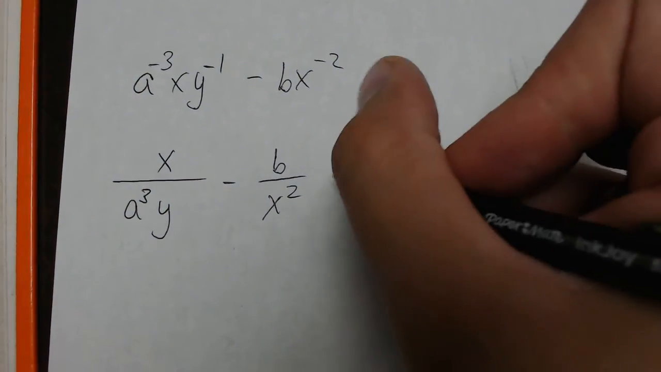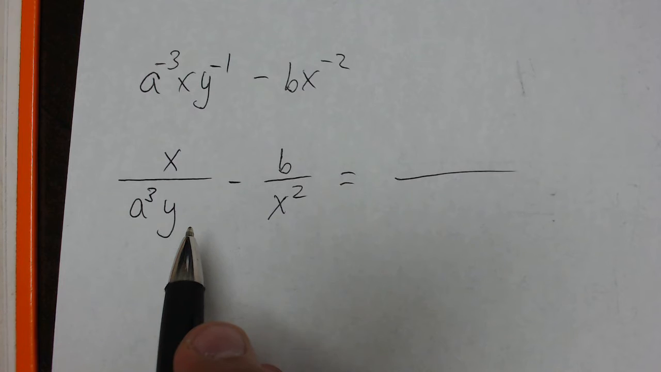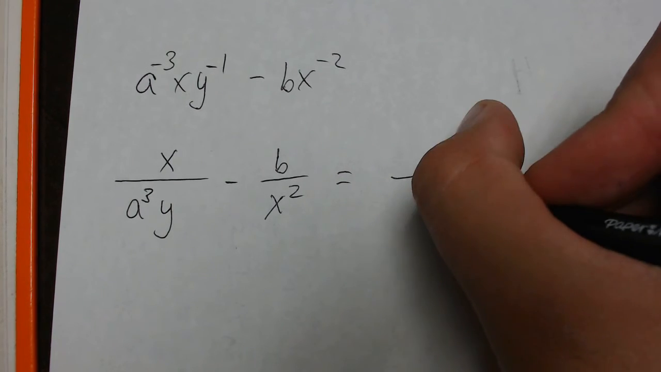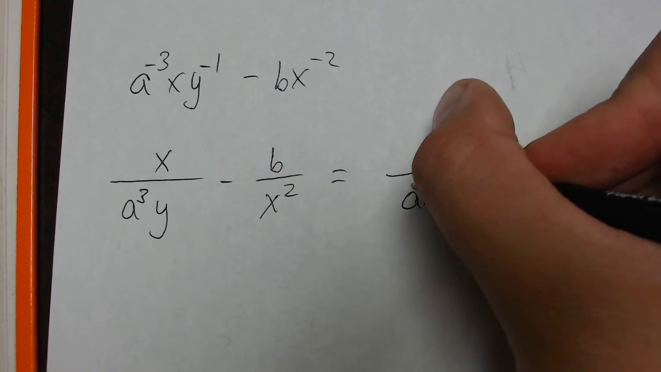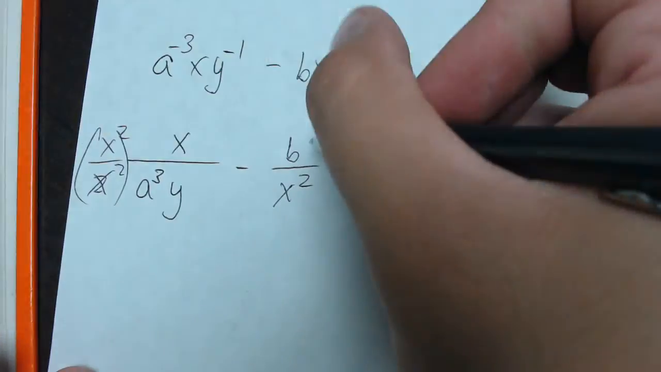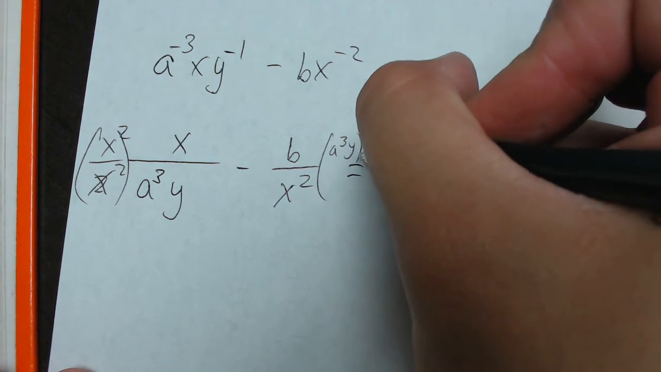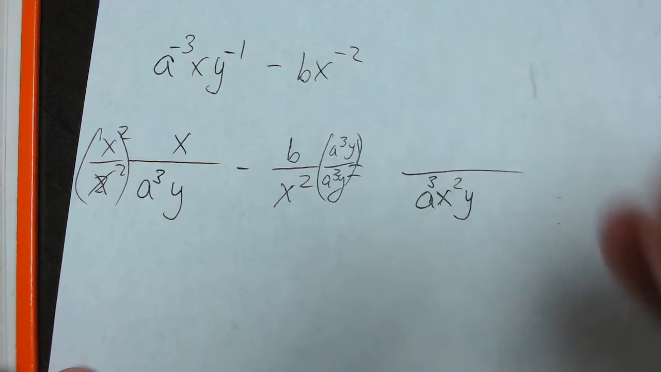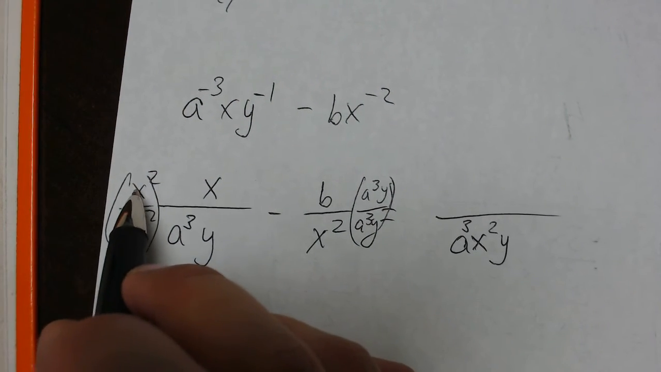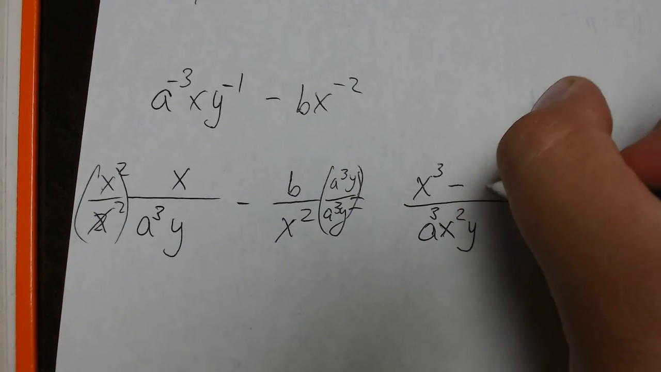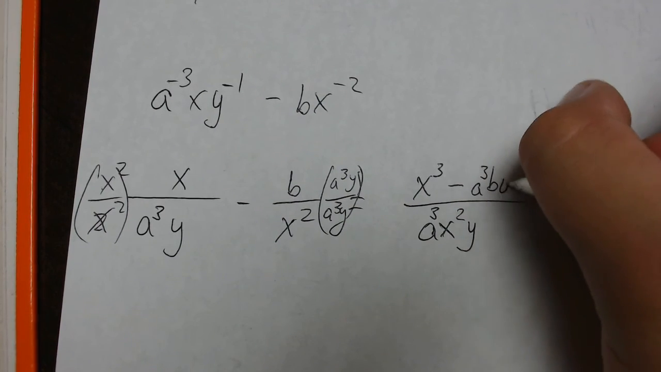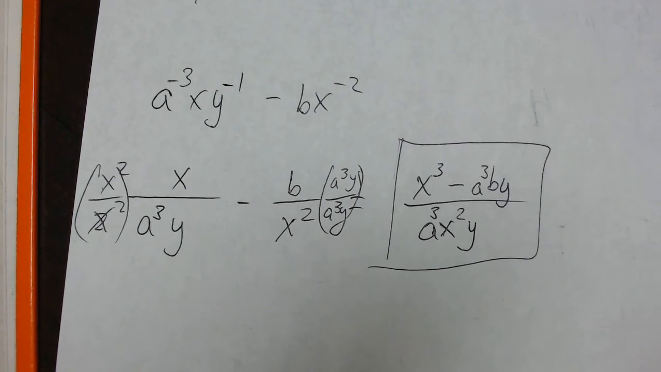From here I've got to figure out what my common denominator is going to be. And that's just going to be a cubed x squared y, since I don't have any polynomials in the denominator. A cubed x squared y. This one will get multiplied by x squared over x squared. This one's going to get multiplied by a cubed y over a cubed y. This one will become x cubed. I'll go ahead and put the minus sign, and then this becomes a cubed b y, and that's my answer.